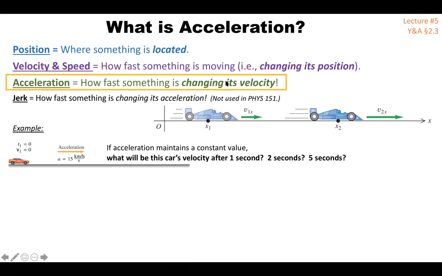Okay, so let's think about this rate of change of velocity. Suppose that I were to tell you that there's a car here. It has an initial velocity of 0 when we start our little movie right here, when we start our scenario.